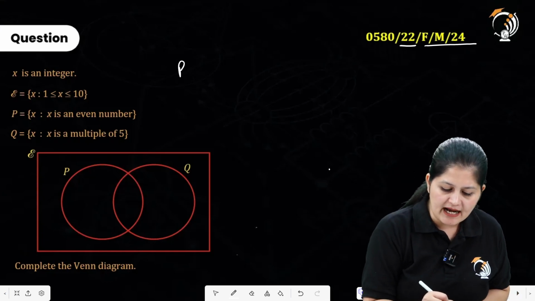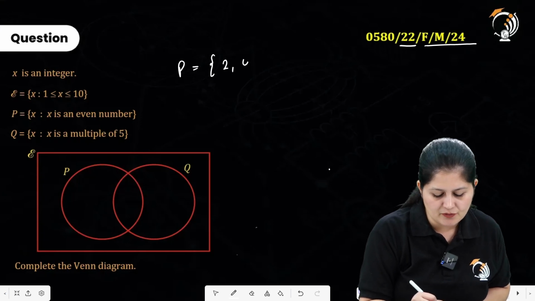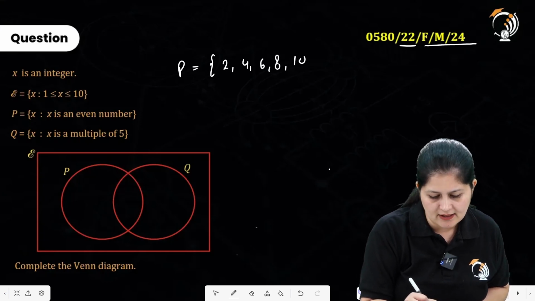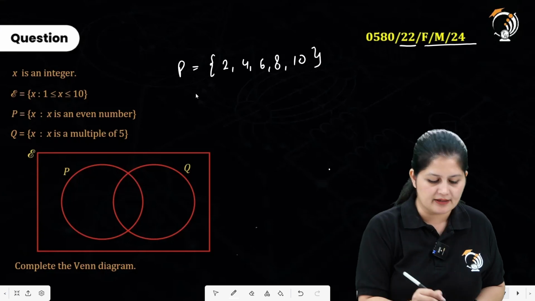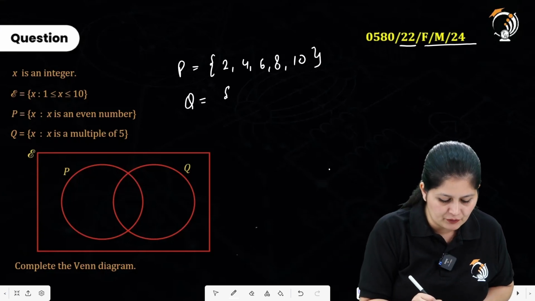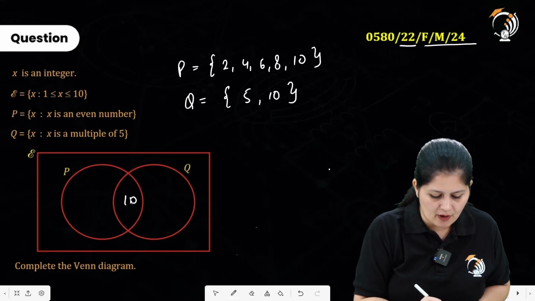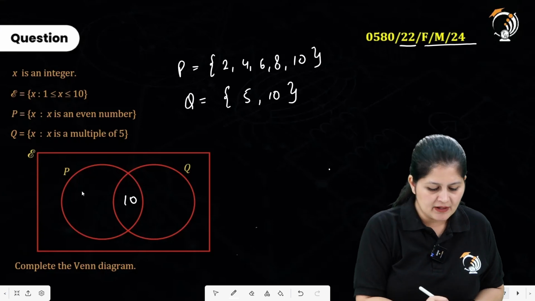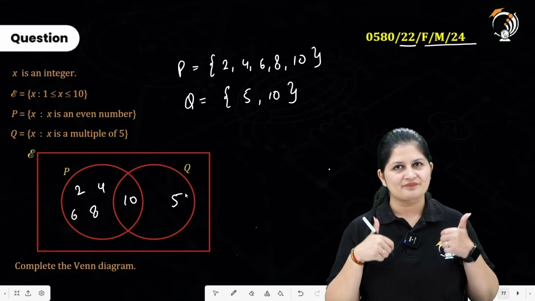So firstly, let's write all the elements of the set P. All the elements of set P are going to be 2, 4, 6, 8 and 10. So we are going to include 10 because it is included in the given set. The elements of Q are going to be only 5 and 10. So the common element between them is only 10. So in the set P, we are going to have 2, 4, 6 and 8, while here we are going to have only 5. Clear?